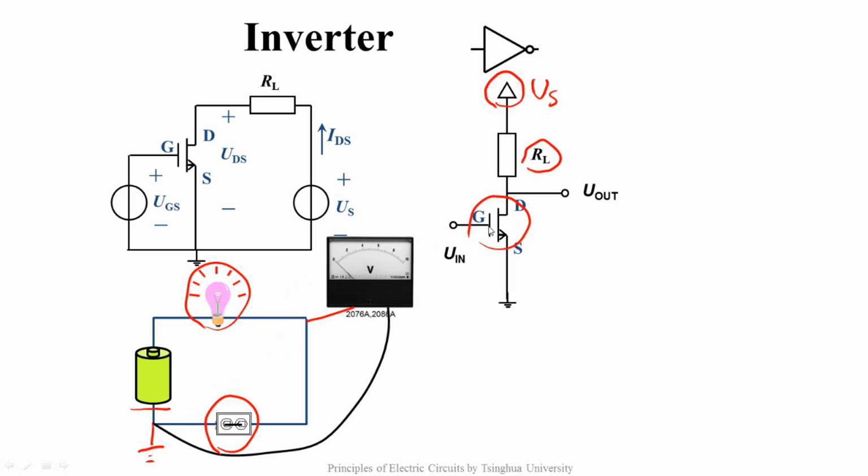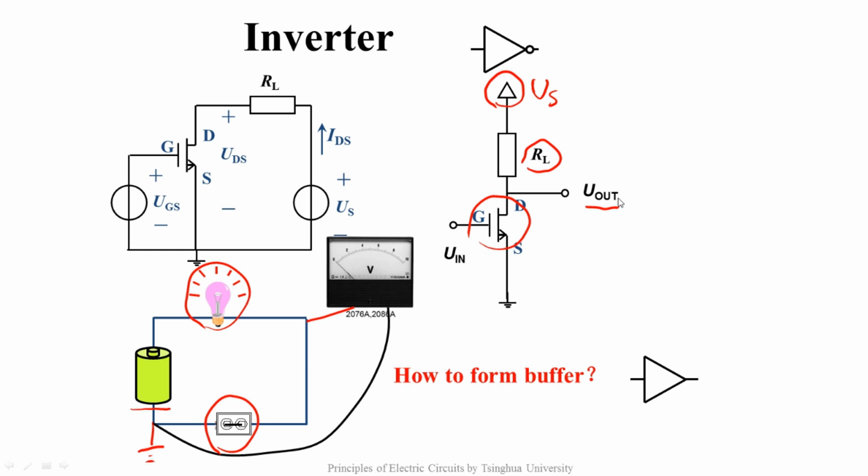When the switch is turned off, the measured voltage is the source voltage. It's logic 1. The switch being turned off means the input U in is logic 0. Conversely, when the switch is turned on, or in other words the MOSFET is turned on, the measured voltage, which corresponds to U out, is 0. Such an analogy is very helpful to the coming analysis of NAND and NOR logic gates.